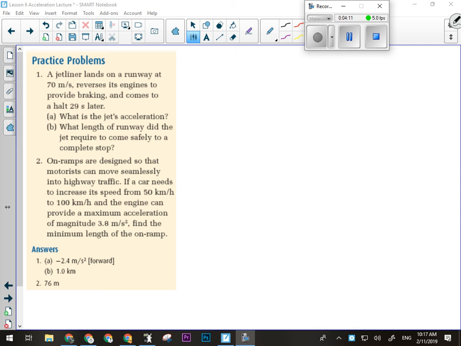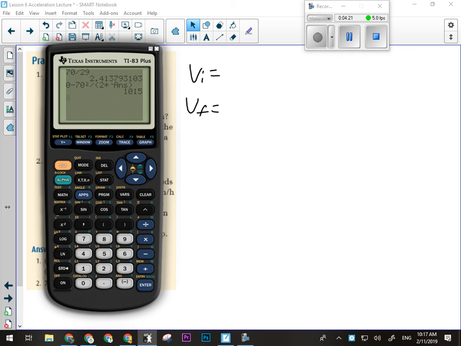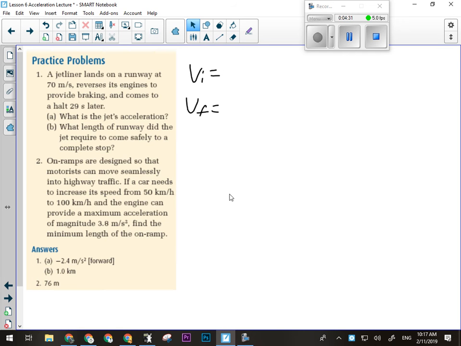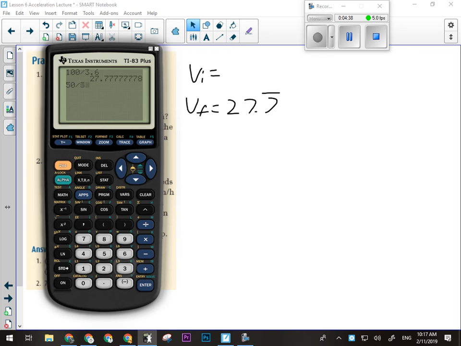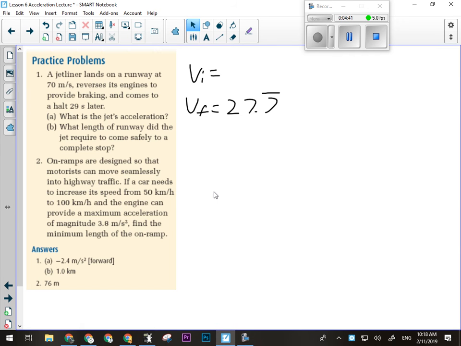The car needs to increase its speed from 50 to 100 kilometers per hour. Now I need those in meters per second first off. So the first thing I need to do is figure out what those are going to be in meters per second. 100 divided by 3.6 should give me 27.7 repeating, and then obviously 50 will be half of that. So we're looking at 13.88 repeating meters per second and 27.7 repeating meters per second.